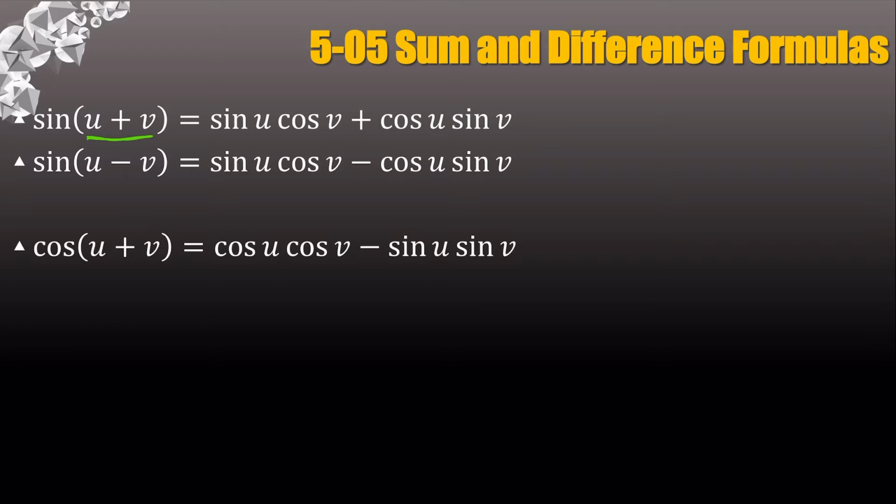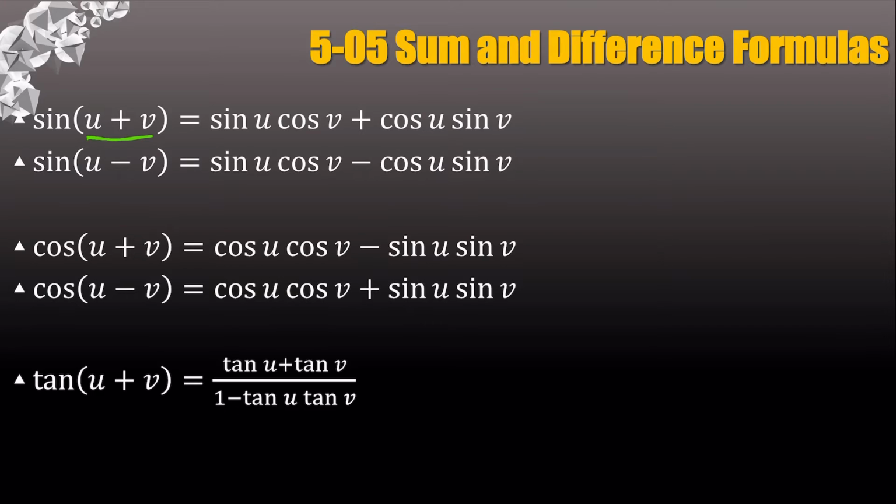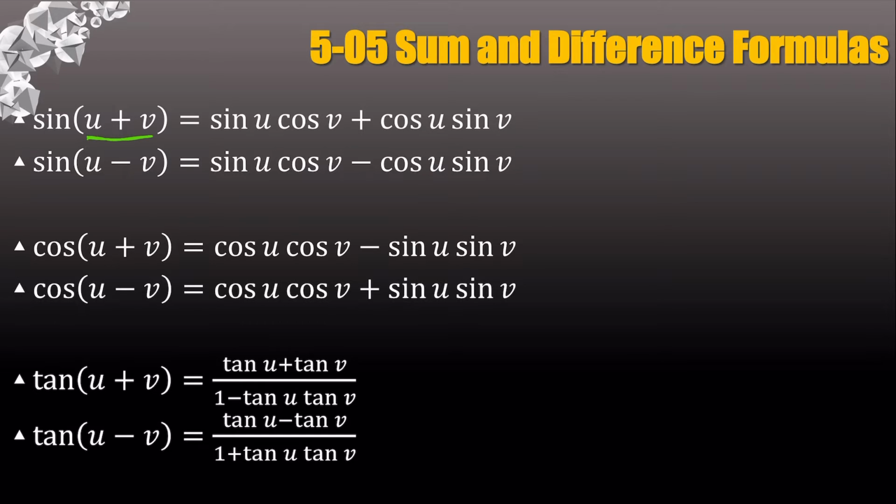Also have them for cosine. Cosine of u plus v is cosine u, cosine v, minus sine u, sine v. And cosine of u minus v, cosine u, cosine v, plus sine u, sine v. And for tangent, tangent of u plus v is tangent of u plus tangent of v, divided by 1 minus tangent u, tangent v. And if it's subtracting, you just change the signs.